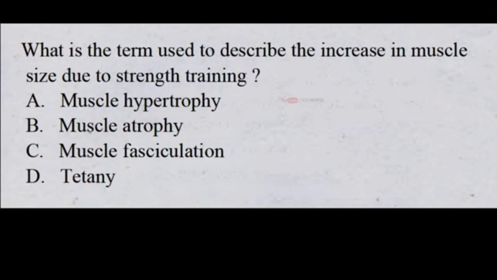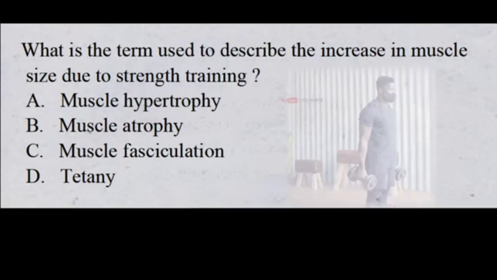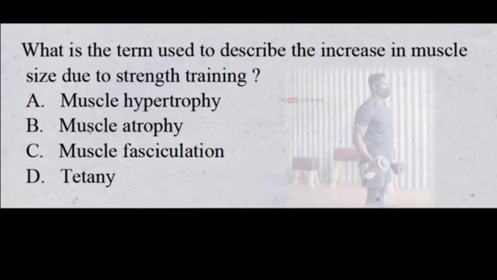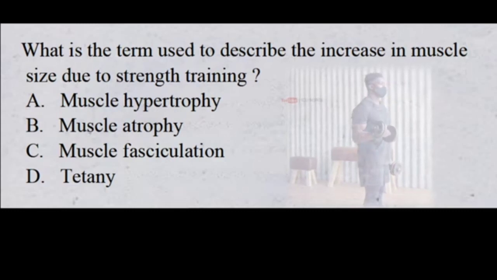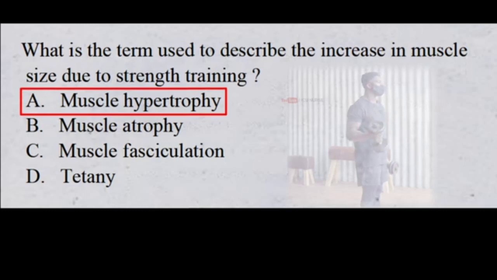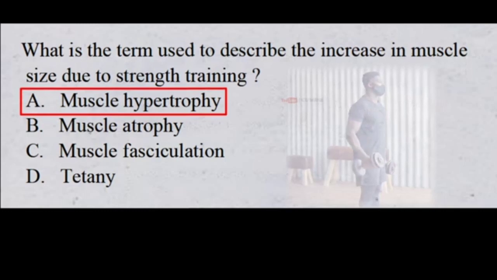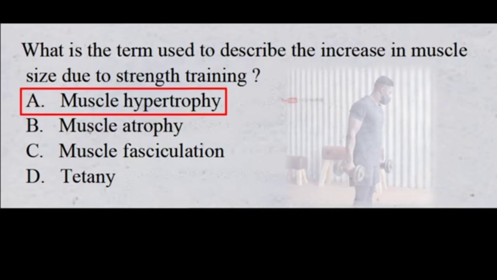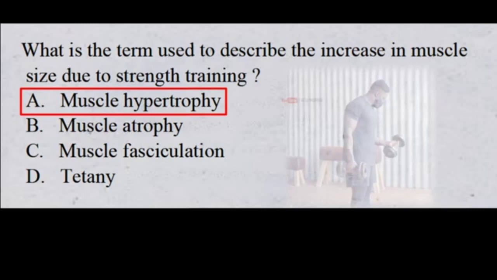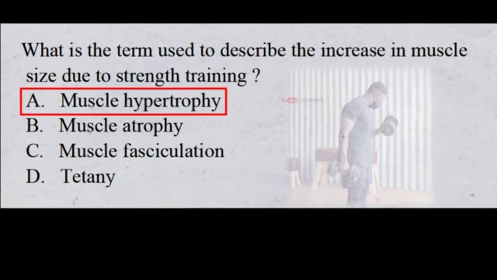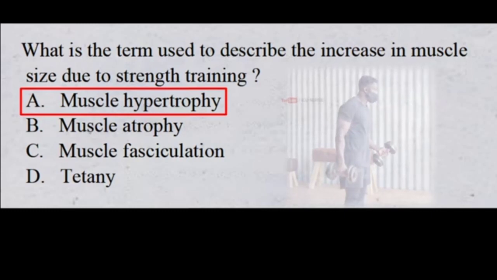What is the term used to describe the increase in muscle size due to strength training? A. Muscle hypertrophy. B. Muscle atrophy. C. Muscle fasciculation. D. Tetany. And the correct answer is A. Muscle hypertrophy. After strength training, your body repairs or replaces damaged muscle fibers through a cellular process where it fuses muscle fibers together to form new muscle protein strands or myofibrils. These repaired myofibrils increase in thickness and number to create muscle hypertrophy.